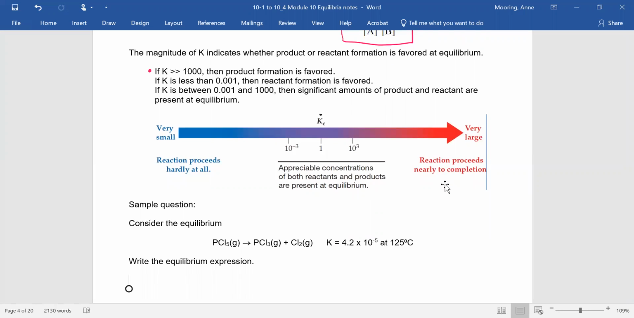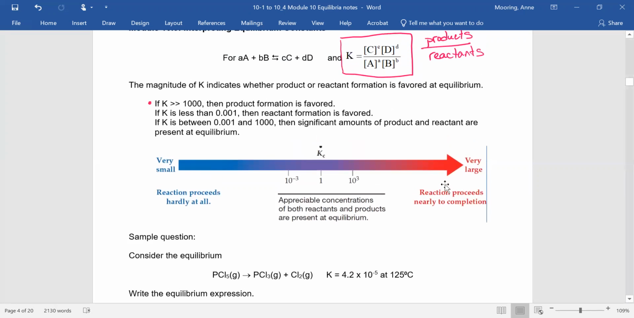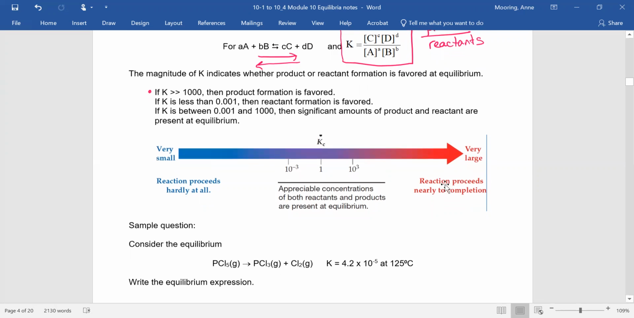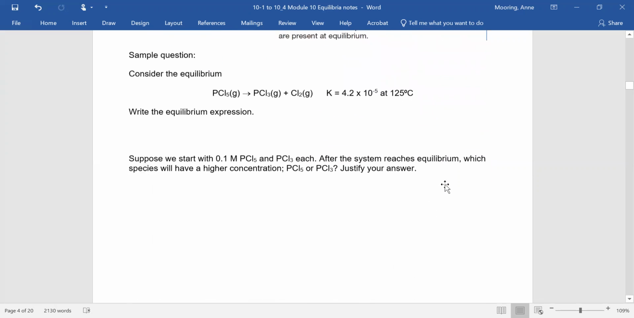Now, what you have to remember here is this is looking at the reaction as it is written. So forward direction this way, reverse direction, going back towards the reactants. So let's take a look at the type of question that you might encounter on this.